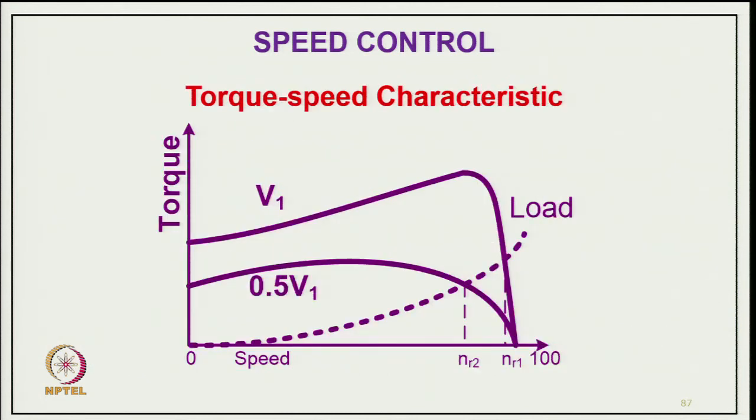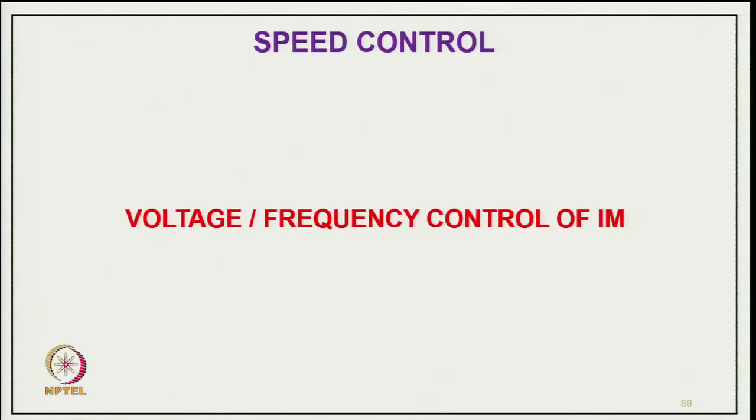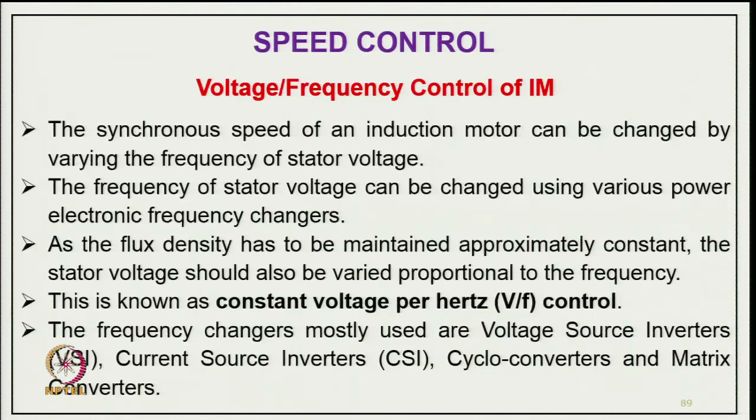So, you can just see how the speed control works. As you reduce the voltage, you will get the speed reduction here. Of course, you can have a characteristic with high rotor resistance, then this method becomes more effective for speed control. Now, another method is typically voltage and frequency control.